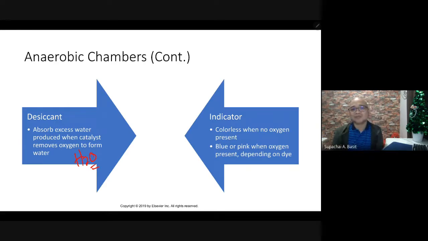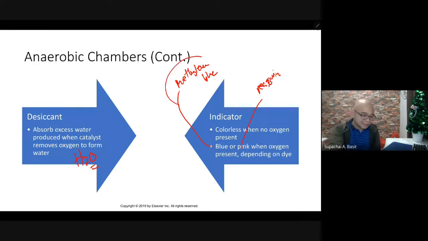And then there is also an indicator. Okay? Colorless when no oxygen is present, pero magiging blue or pink siya when oxygen is present. So kapag methylene blue yung indicator natin, pag naging blue, ibig sabihin may oxygen. Kapag resazurin dye naman, magiging pink kapag present yung oxygen. So depende kung ano yung gagamitin, pero kadalasan, ito yung ginagamit.